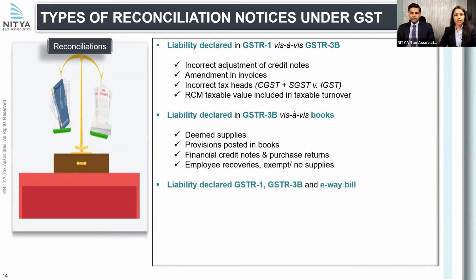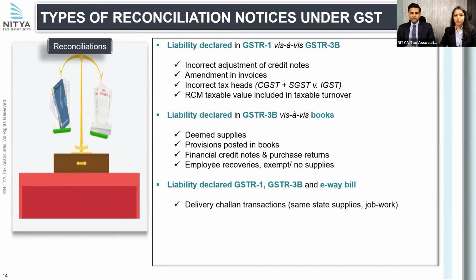Another important reconciliation on the outward side is liability declared in GSTR 1, 3B, and e-bill. This is a reconciliation which is not backed up by any legal provision in the law. However, we have noticed that there are a lot of notices issued to the taxpayers by the department. So considering that, it is important that these reconciliations are maintained.